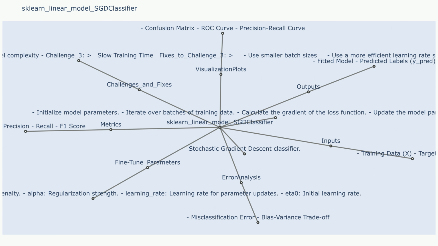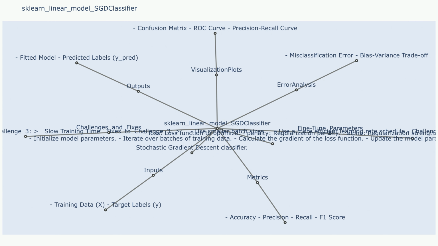Fixes to challenge 1. Increase the size of the training dataset. Add regularization, L1 or L2, to the model. Adjust the hyperparameters, such as alpha, learning rate, and eta 0, to find a balance between bias and variance.